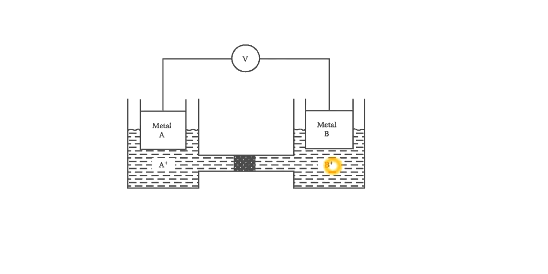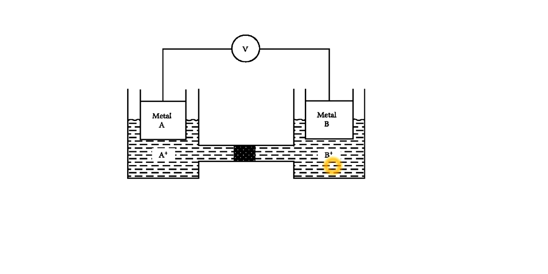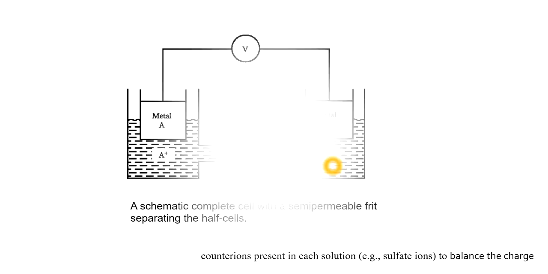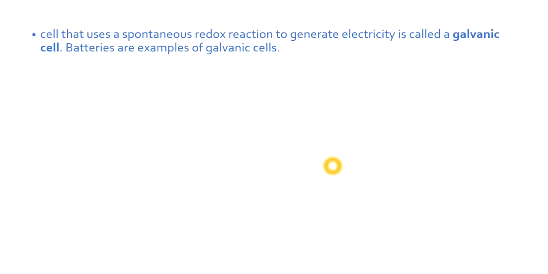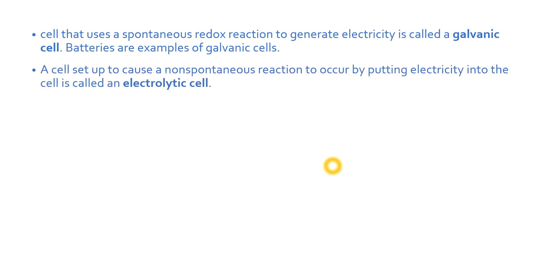Bismillahirrahmanirrahim. In the previous lecture, we talked about the cell, a typical cell, and then we came to this topic. A galvanic cell is basically a cell in which a spontaneous reaction occurs to generate electricity. It is called a galvanic cell, and batteries are the typical example of these cells. While a cell in which a non-spontaneous reaction occurs by putting electricity into the cell is called an electrolytic cell.